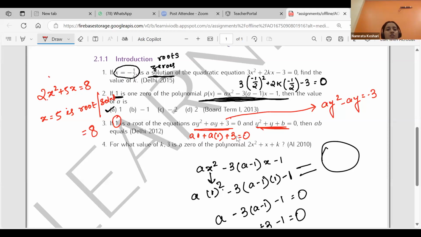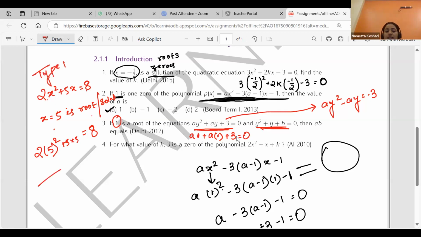5 is the solution, which means 5 will satisfy the equation. This x value will satisfy the equation. Satisfying means the left hand side and right hand side will be equal. So whatever is there on the right hand side, we will take it parallelly, and on the left hand side, at the place of x, we will substitute 5. Is it making sense? Yes, ma'am. This is the first type of question.